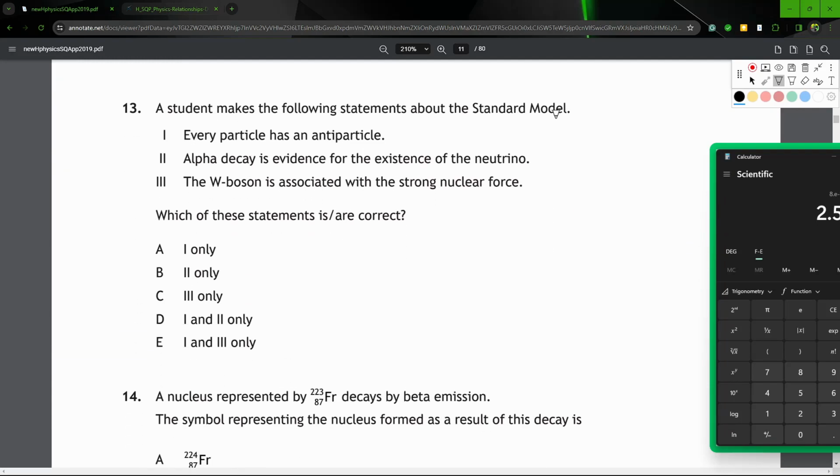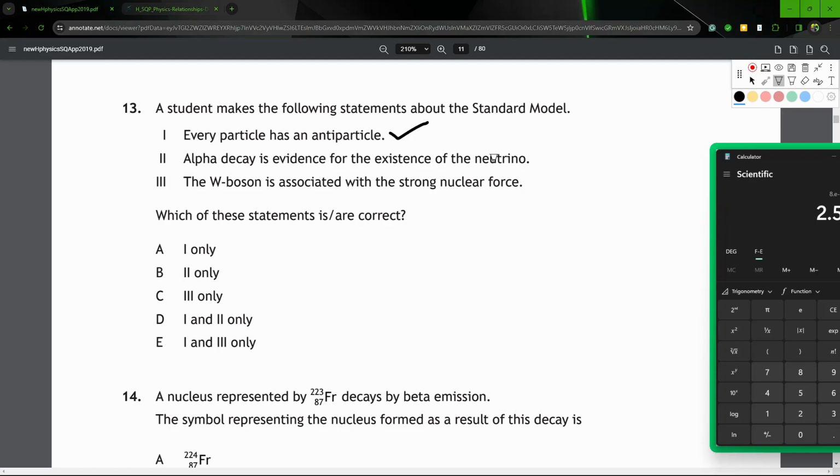Next up, we're going to 13, another statement one. A student makes the following statements about the standard model. Every particle has an antiparticle. Alpha decay is evidence for the existence of the neutrino. The W boson is associated with the strong nuclear force. I'm afraid this is just going to be a lot of knowledge. Every particle has an antiparticle. That is true. There are particles like photons which don't appear to have antiparticles, but if you go into the details, they're technically their own antiparticles, so they do have antiparticles.